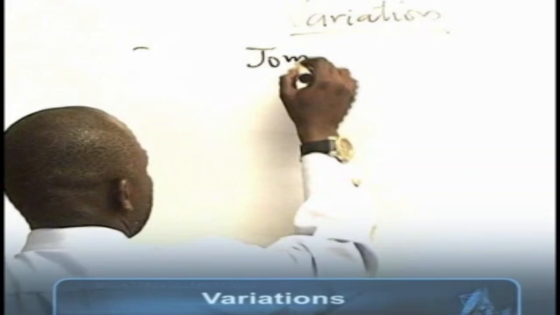Look at this question. M varies jointly as the square of R and the square root of T. Let's look at joint variation.